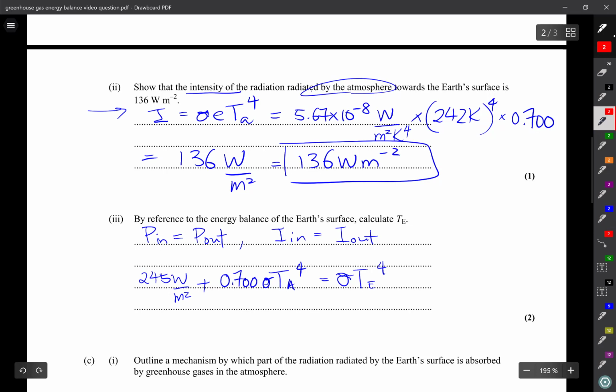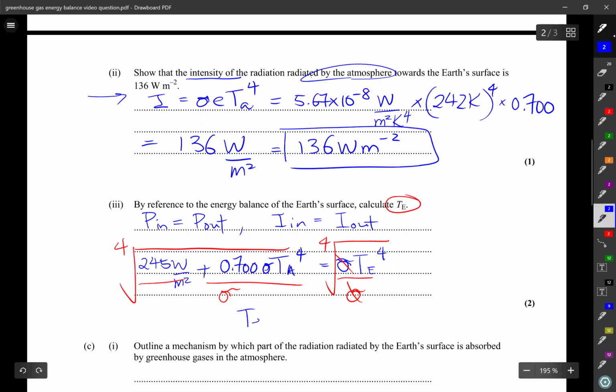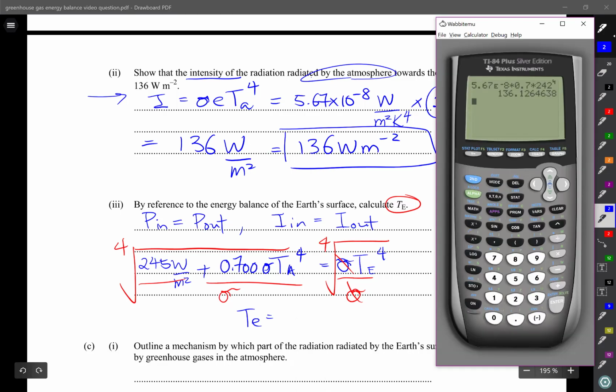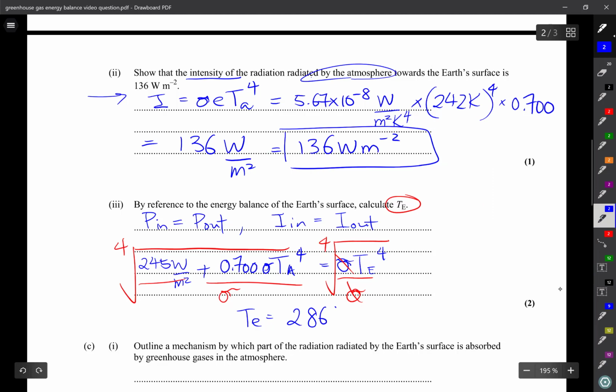Now we can solve for T(E), which is what we want. Let's divide both sides by the constant, and then take everything to the root 4. After doing so, we get Te is equal to, going to our calculator, I have that value stored, so I'm just going to add 245 to this, divide by the Stefan-Boltzmann constant, and then take everything to the power of 1 over 4, which is equivalent to taking the fourth root, which gives me 286 kelvins.